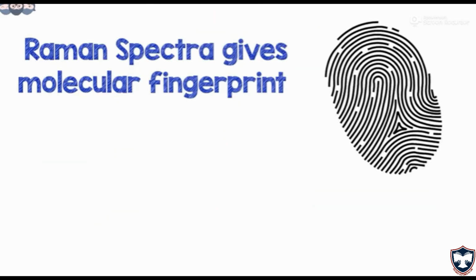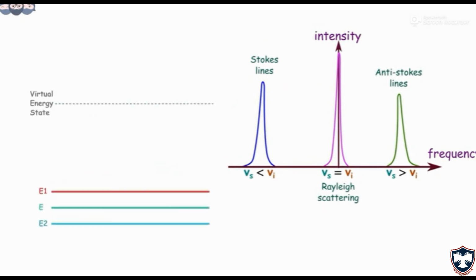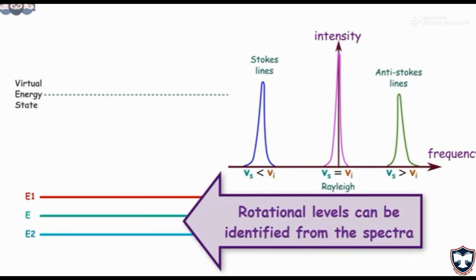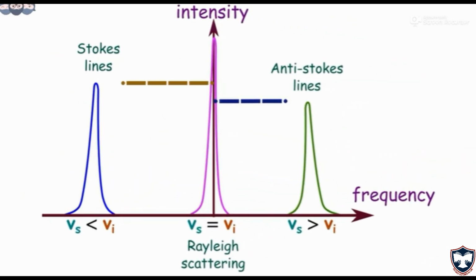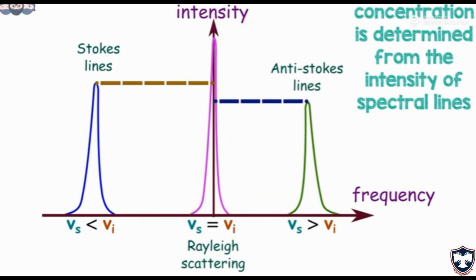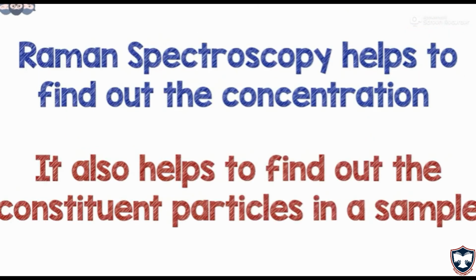The Raman spectra gives the molecular fingerprint and it is different for different molecules. By studying the spectra, one can identify the rotational levels and thus a particular molecule. This helps in performing qualitative analysis. Similarly, the intensity of a particular Raman line helps one determine the concentration of a molecule in a sample. In this manner, quantitative analysis can be done. Thus, Raman spectroscopy can be used to perform both qualitative and quantitative analysis on a sample.